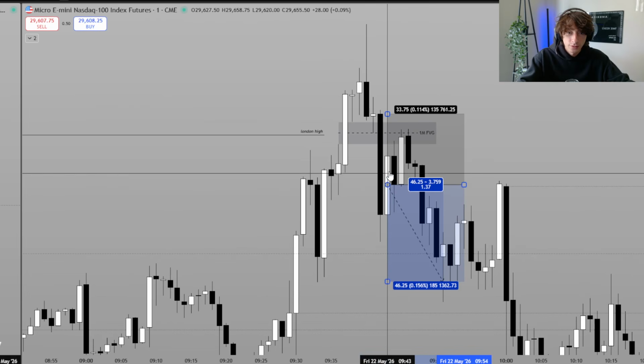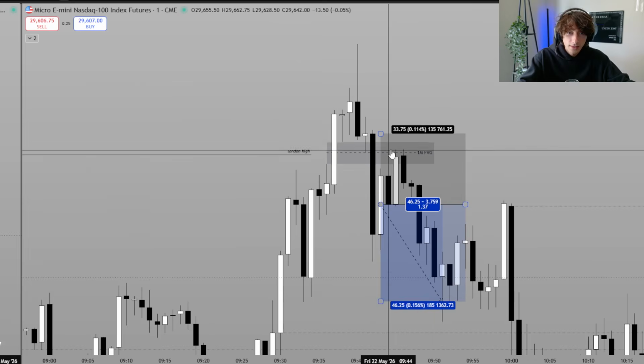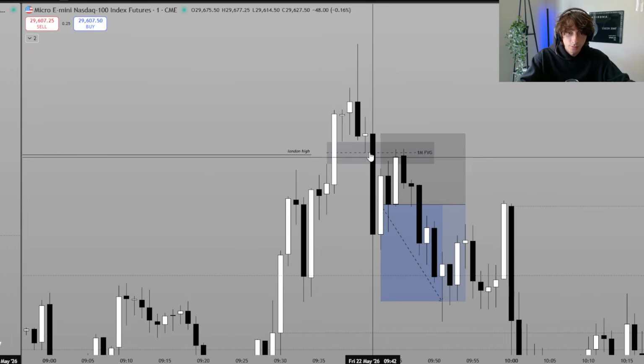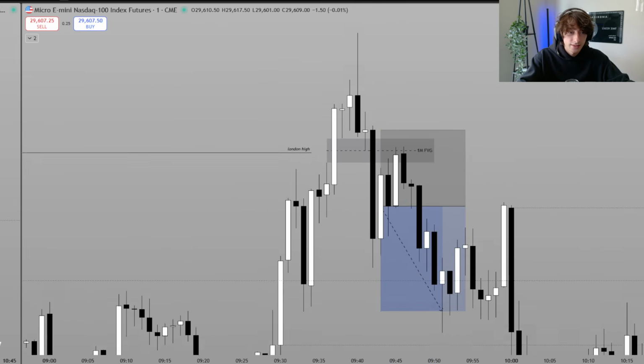I don't enter on this displacement candle. I wait for a little bit of a rebalance. So I get in off the rebalance right here. I have my stop loss right above the proper displacement candle. I don't want to see price action go above it because that would kind of mean it's invalid.